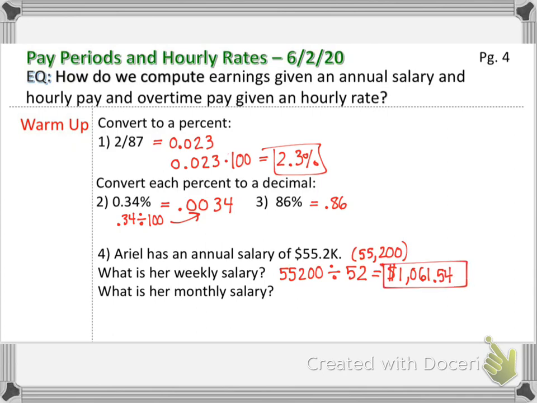And then what is her monthly salary? So again, I would take 55,200 and divide it by 12 this time because again, there's 12 months in a year. So 55,200 divided by 12 gives us $4,600. Okay, so that would be what she would receive monthly. All right, so moving on here.